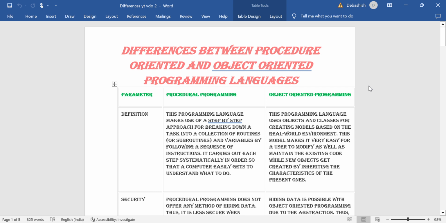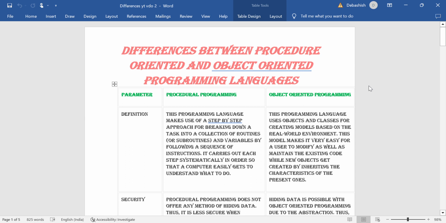Today we are going to discuss the differences between procedure-oriented and object-oriented programming languages. In our previous video, we learned what an object-oriented programming language and a procedure-oriented programming language are. And today we are going to learn about the differences between these two. So, first we start with the definition.